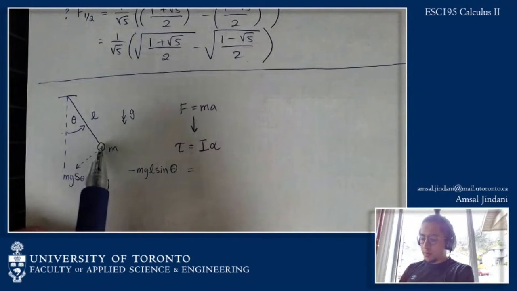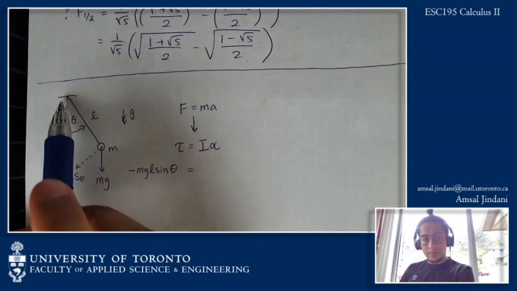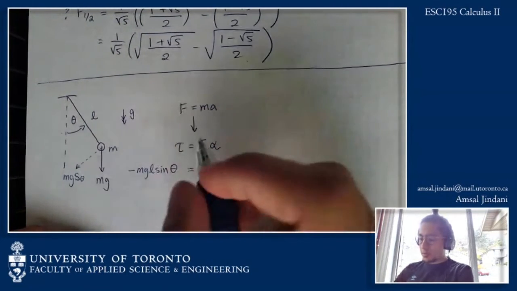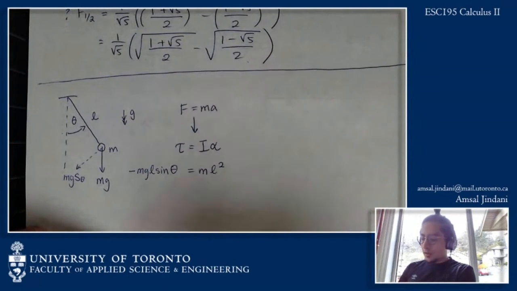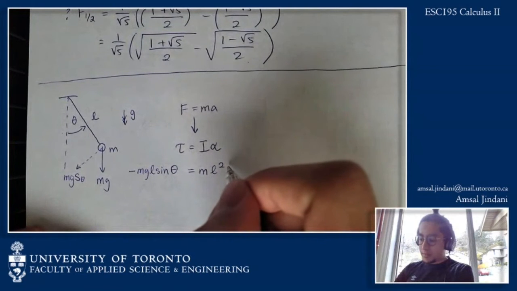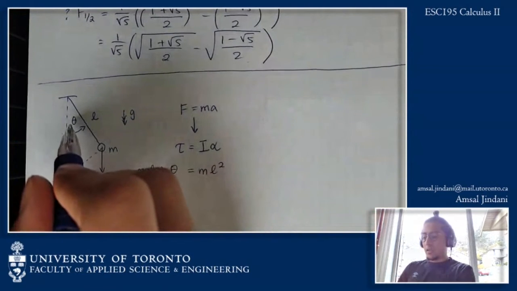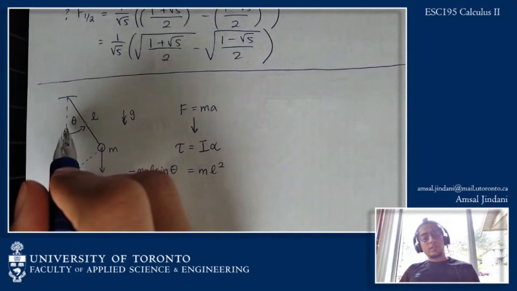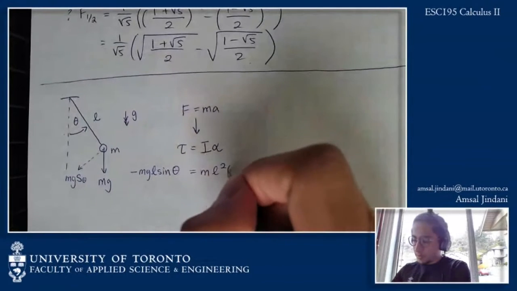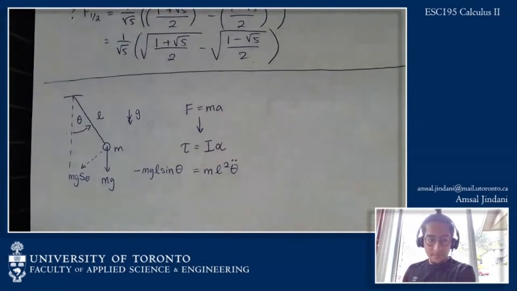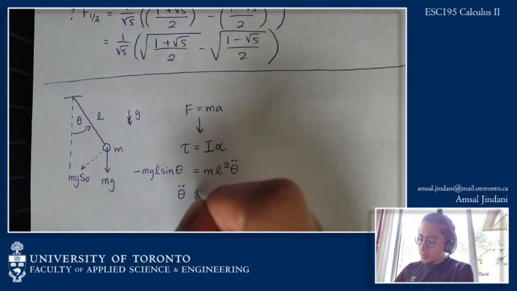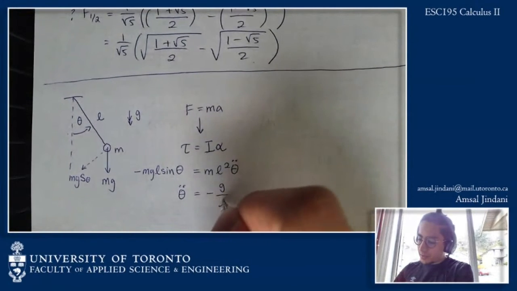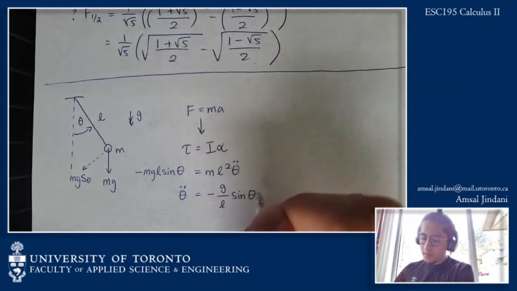For the moment of inertia, whenever you have a mass at a distance L from the center of rotation, the moment of inertia of this mass is equal to mL squared. And then alpha is basically just the second derivative of the angle, right? So you have theta, you differentiate it, you get the angular velocity, and then you differentiate again, you get the angular acceleration, theta double dot. And then we can just cancel a bunch of stuff and rearrange. So theta double dot is equal to minus g over L sine theta.